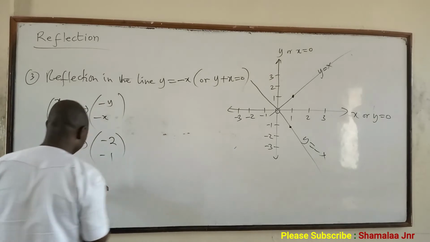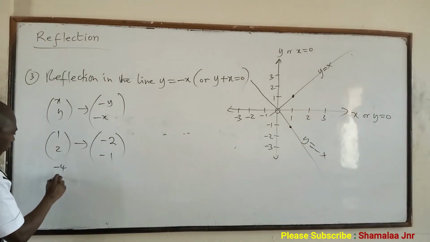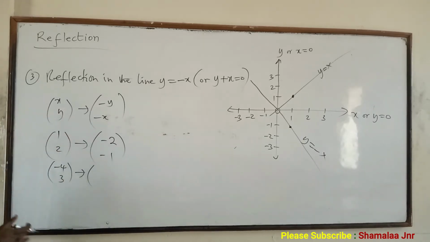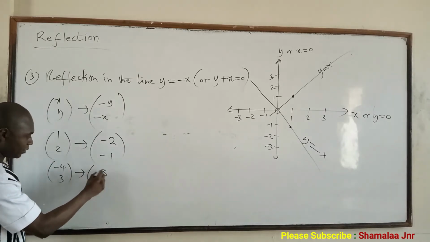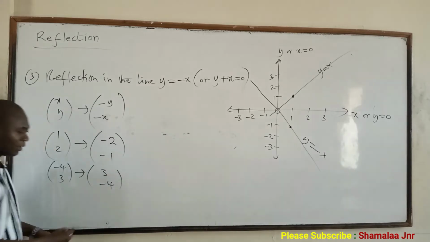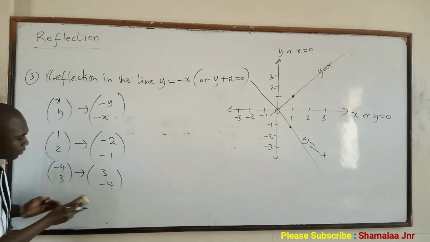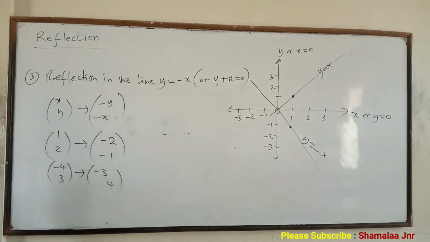And then the next one, if you have say -4, 3, and this is reflected in the line y equal to -x. Look on the board. You have to interchange their values. So 3 will come here, -4 will come here. And they are saying, after interchanging their values, negate them. When you negate this one, it will be 4. When you negate this one, it will be -3.